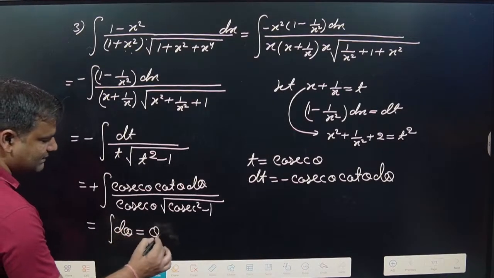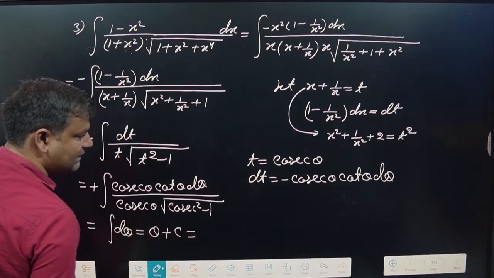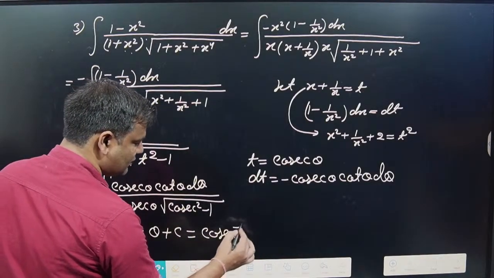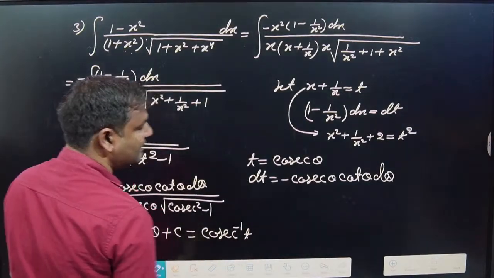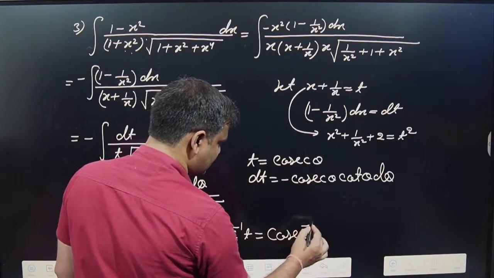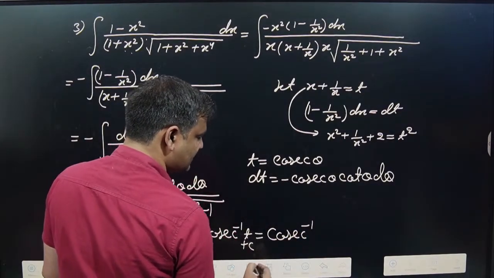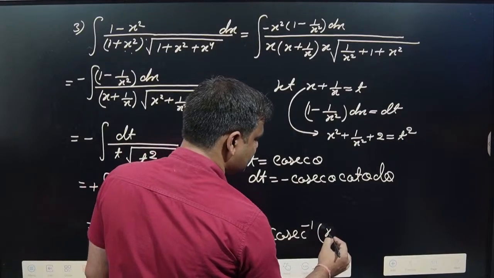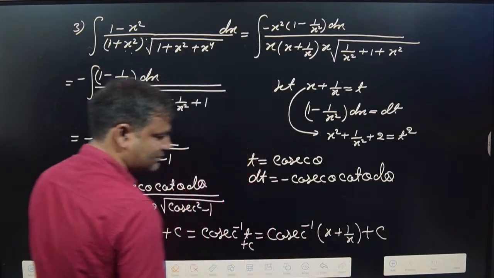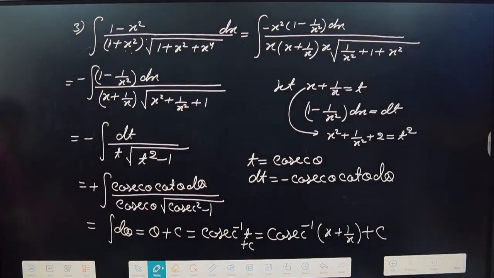So the answer is theta plus c, and theta is written as cosec inverse t, and t is basically x plus 1 upon x. So cosec inverse of x plus 1 upon x plus c is the right answer. Make it a very simple question.